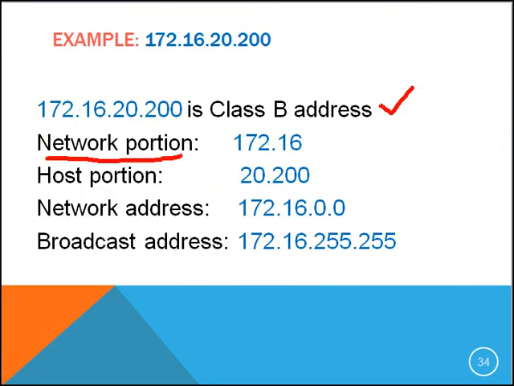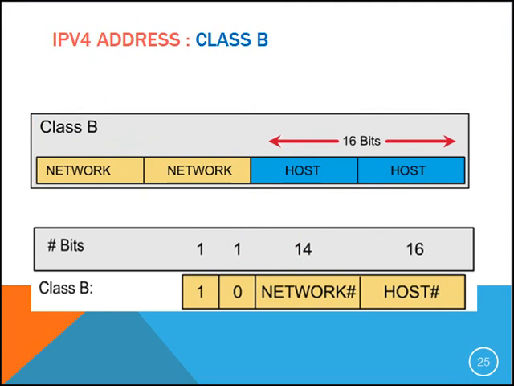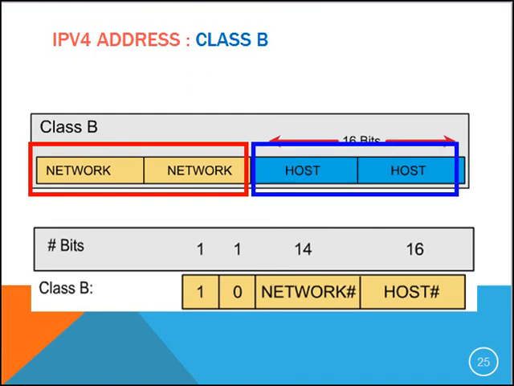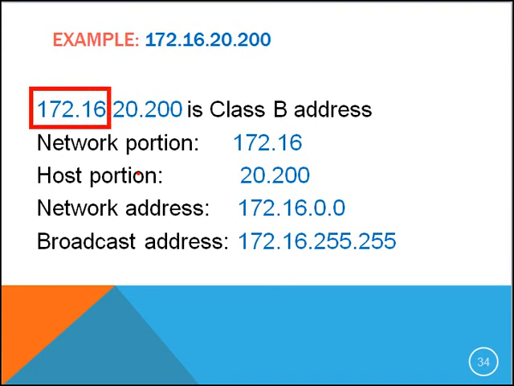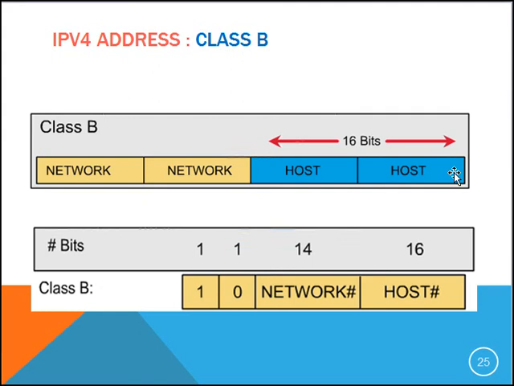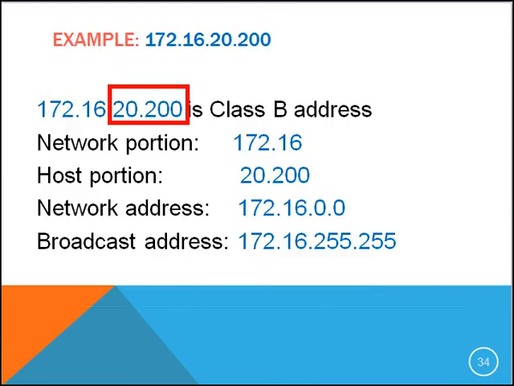So the next thing is we will determine what the network portion of this class B address is. If we recall, for the class B address, we have 2 octets worth of network and another 2 octets worth of hosts. We were able to recognize that the first 2 octets belong to the network portion. So in this case, the first two octets, 172.16, will be the network portion. And our class B also has the next 2 octets as the hosts. So the host portion will be the last 2 octets, 20.200.